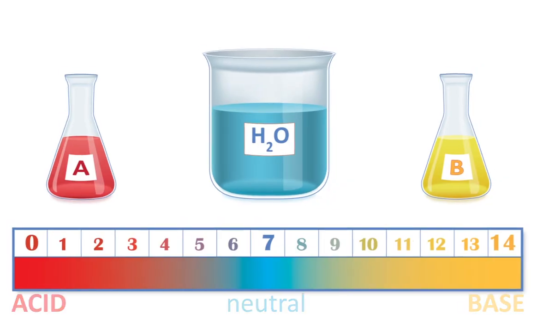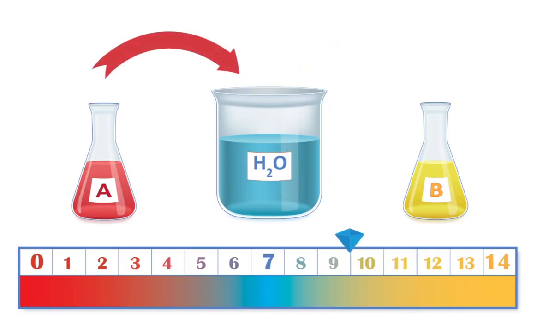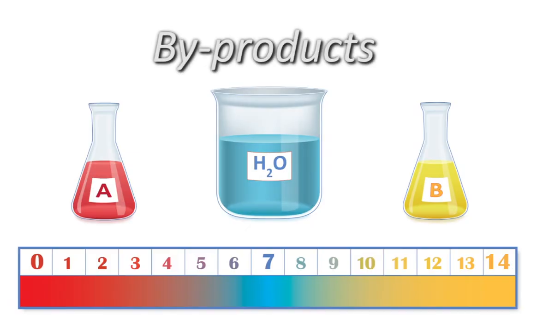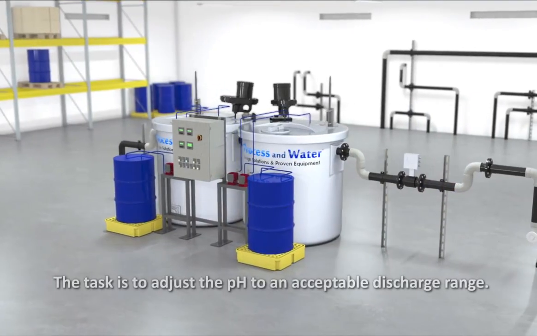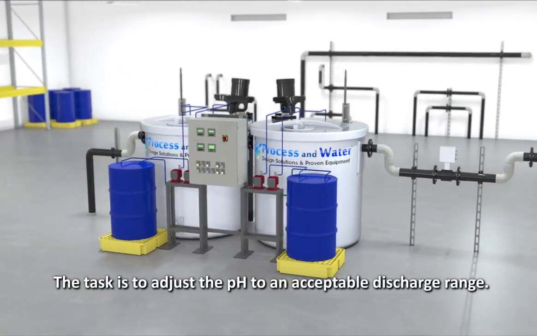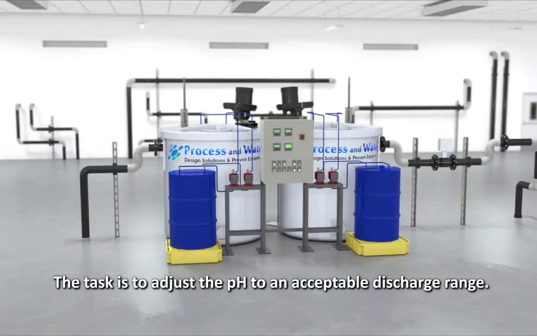In very simple terms, bases are used to neutralize acids, while acids are used to neutralize bases, or caustics. The byproducts are normally salts, which may or may not be soluble, and water. The task of any pH adjustment system is to adjust the pH of the process stream into the defined acceptable discharge range.